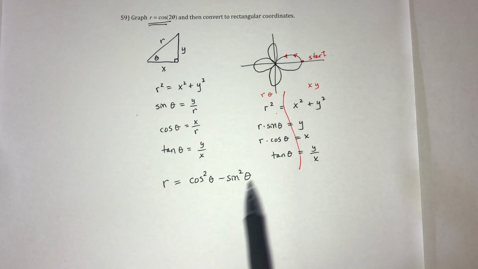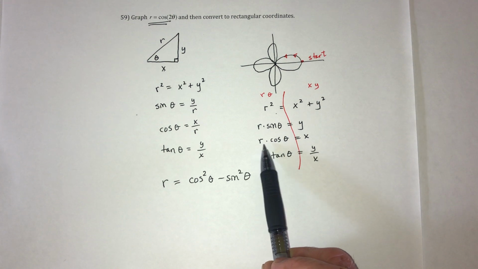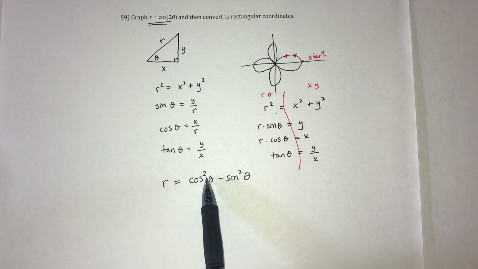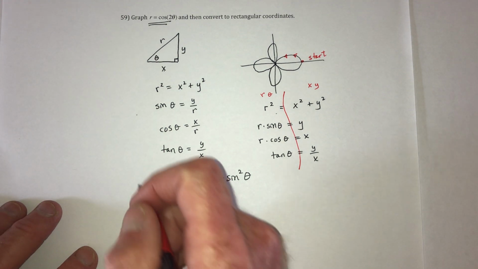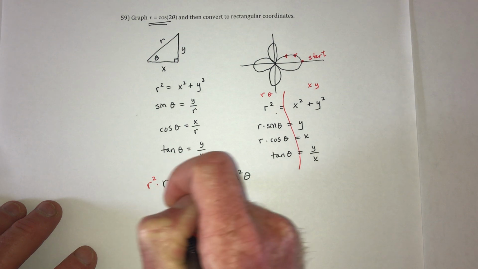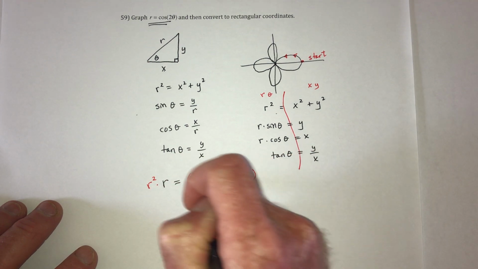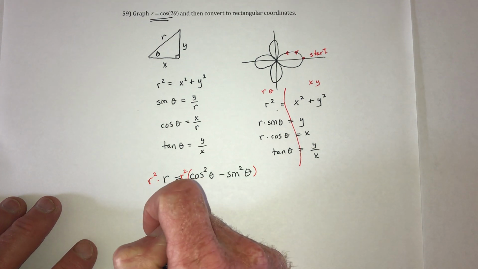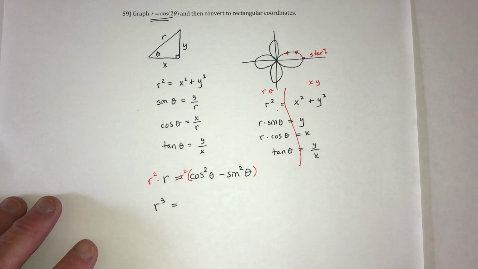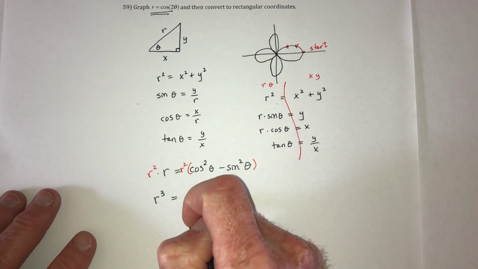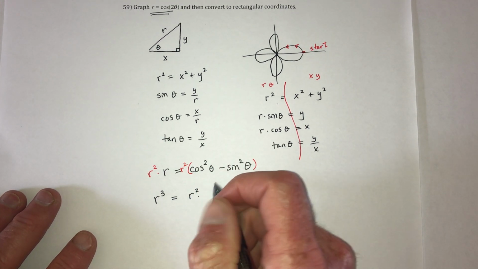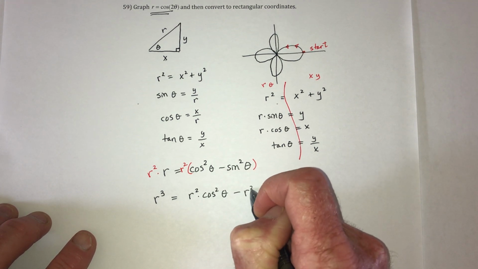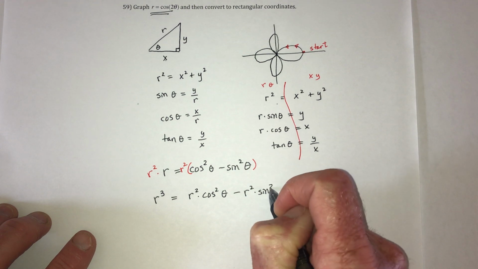Now, if you look at this part right here, it says you need r times cosine. We don't have r times it, also it's been squared. So what I could do is multiply both sides by r squared. So on the left side, it would be r cubed. On the right side, distribute the r squared, so it's r squared times cosine squared minus r squared times sine squared.